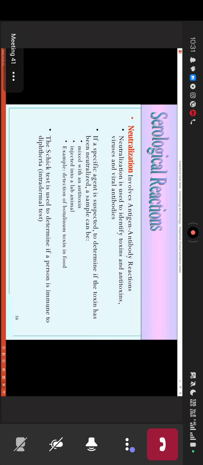So this is the second type of serological reaction, in which we study the reaction between antigen and antibody. Titration is used when you need to dilute the antibodies or antigen to see the titer, or you can say the load of that organism in the body. And neutralization is used when you need to identify toxins or antitoxins. Correct? So is it clear? Is everything clear till here?